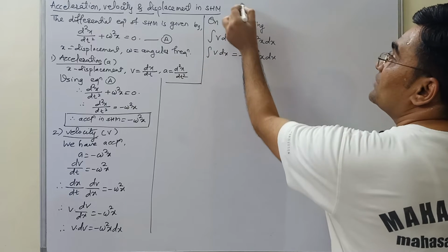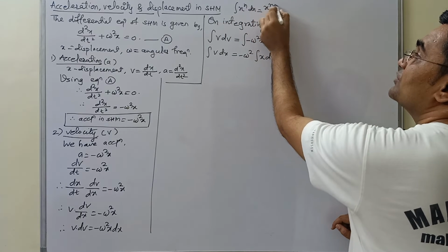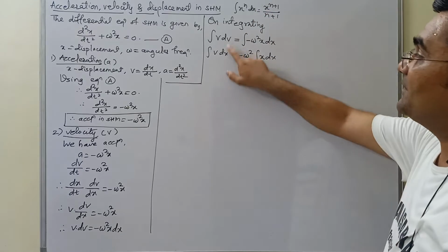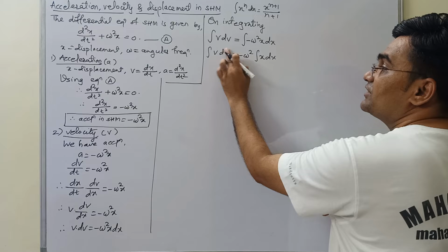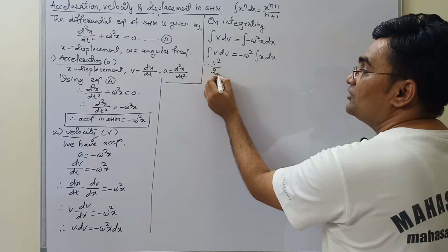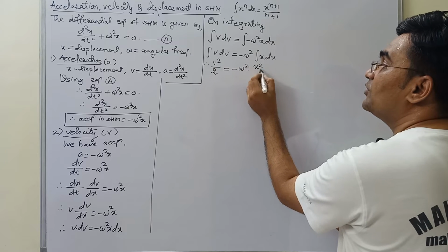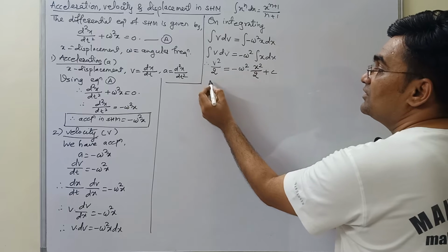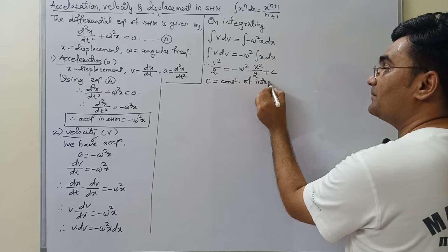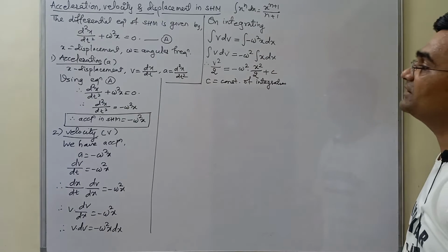What is the law of integration of x raised to n? Integration of x raised to n dx is equal to x raised to n plus 1 upon n plus 1. Using this formula, here the power is 1, so the integral can be v square by 2 equal to minus omega square times the integral of x, which is x square by 2, plus c, where c is the constant of integration. Okay, these are some basic mathematical steps that you are well familiar with.